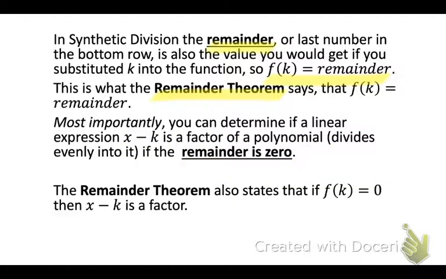More importantly, you can determine if a linear expression x minus k is a factor of a polynomial if it divides evenly into it, and that means your remainder, your last number in the synthetic division process, will be 0. So we have one process, the synthetic substitution or division, and it will tell us 3 different things. So the remainder theorem says that f of k, if it equals 0, then x minus k is a factor.